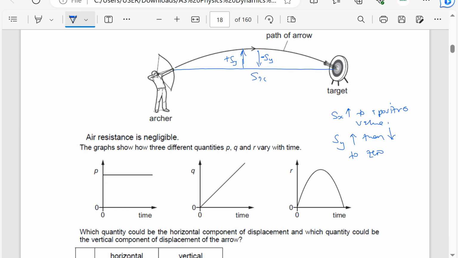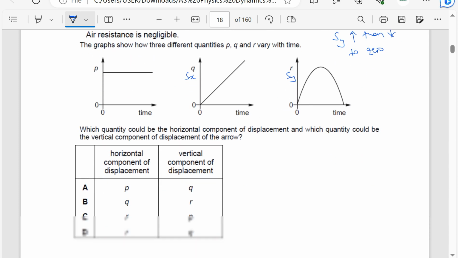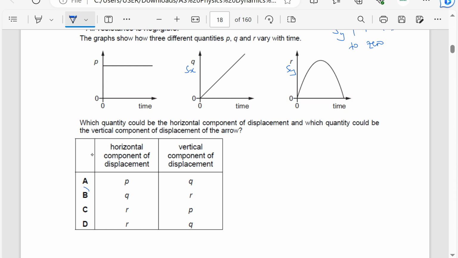So which quantity could be the horizontal component of displacement? For Q, it just increases. So it means Q must be the horizontal component of displacement because it increases to a positive value. So this is S in the X. Then vertical displacement increases to a positive value, then it decreases back to 0. So this is going to be S in the Y. So the answer is automatically going to be B.